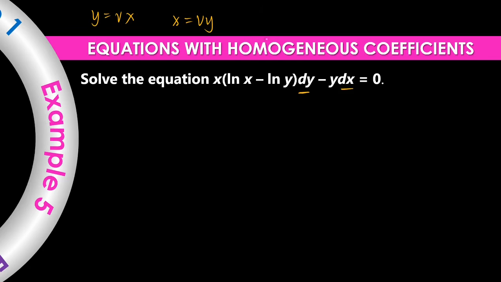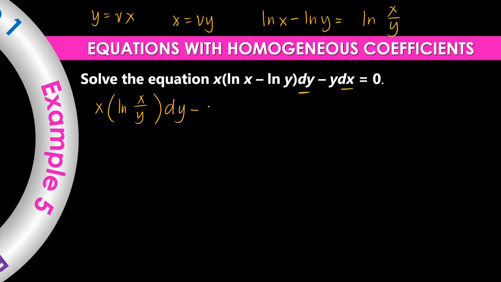Applying the laws of logarithms, we can use the property of ln of x minus ln of y equals ln of x over y. Okay? So let's rewrite this. x times ln of x over y multiplied by dy minus y dx equals 0. Now, we use the substitution x equals vy. So here, I will replace x with vy. And here, I have x replaced by vy also.